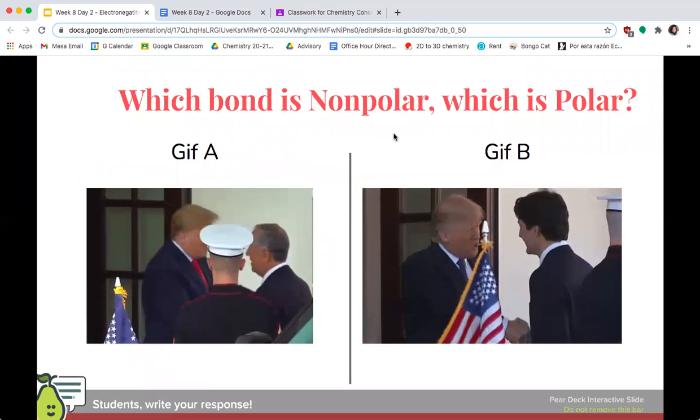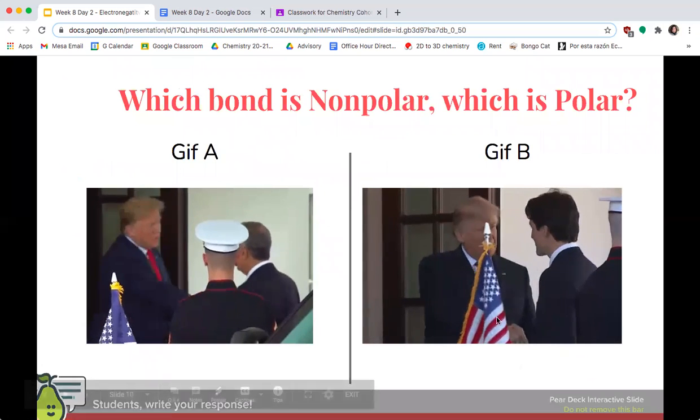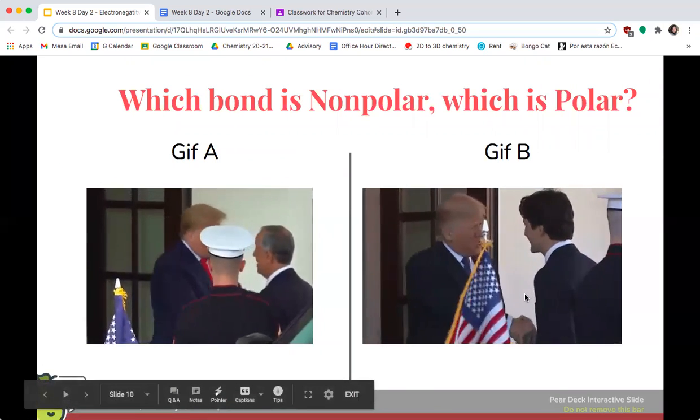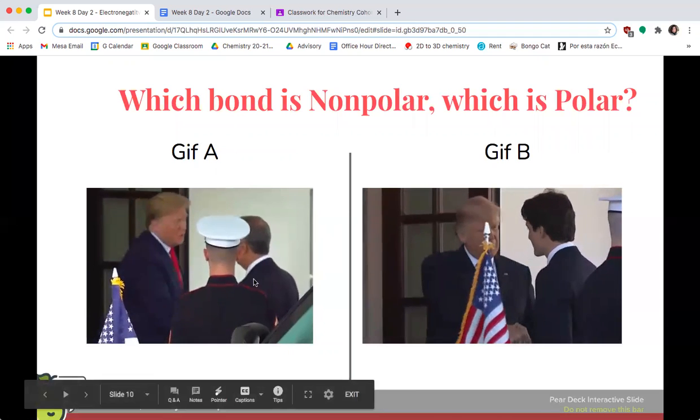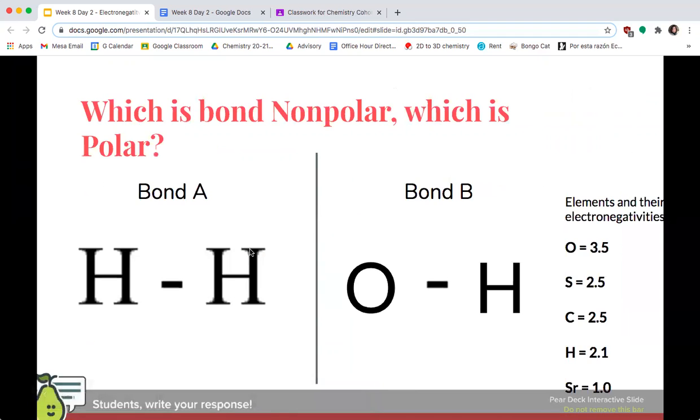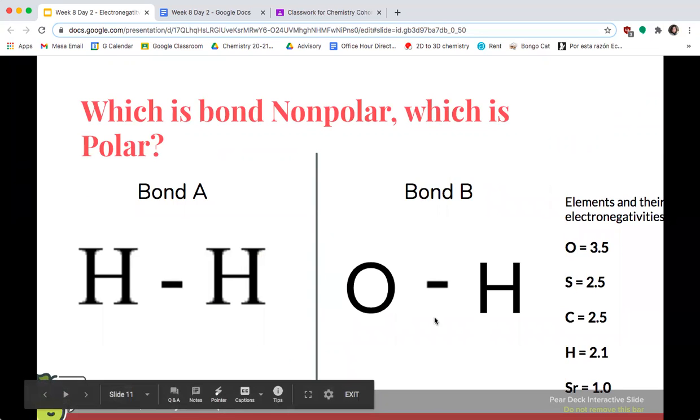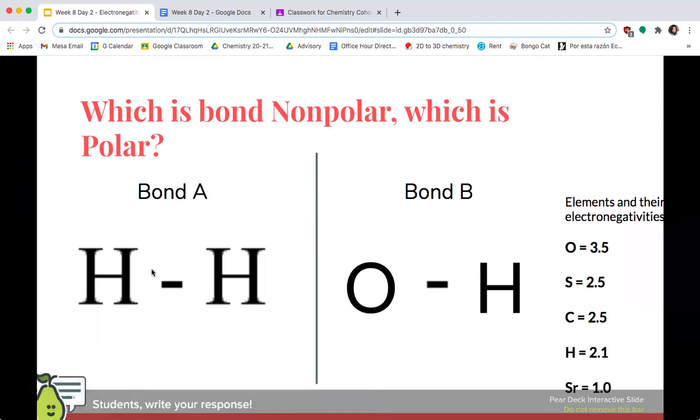Which bond is nonpolar, which bond is polar? When they share equally, nonpolar. When they share unequally, polar. Again, which bond is nonpolar, which bond is polar? This bond is polar because oxygen pulls on the electron stronger. It is comparing 3.5 to 2.1. 2.1 is weaker than 3.5. Over here, it's nonpolar. They are pulling on the electrons in the middle the same strength.